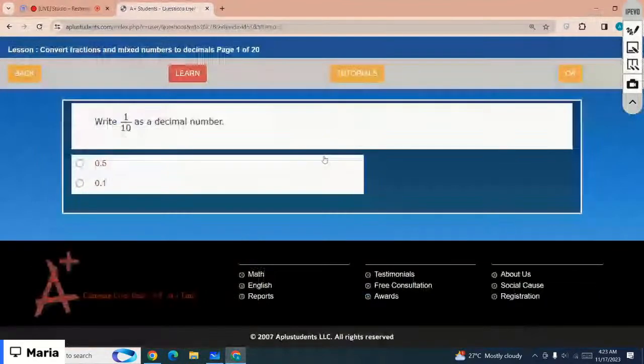1 over 10 is a decimal number, so which is the correct option? You have only one zero. That means you must have only one decimal place. So which is the correct option? 0.5, 0.1. That is 0.1. The correct option is 0.1.